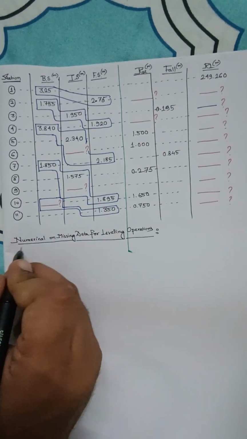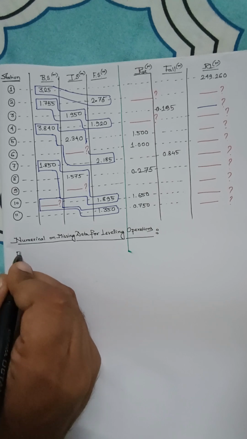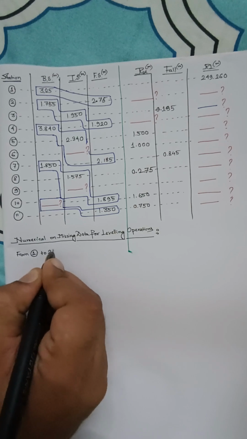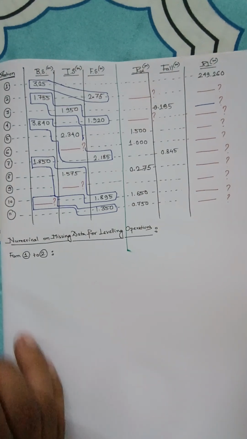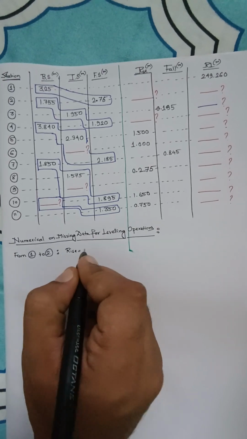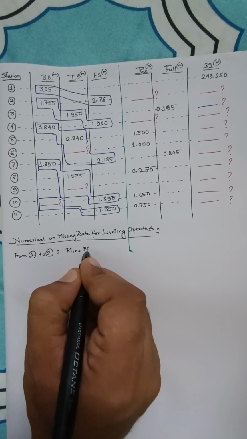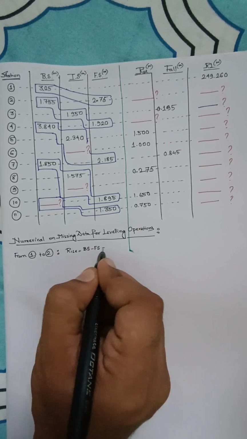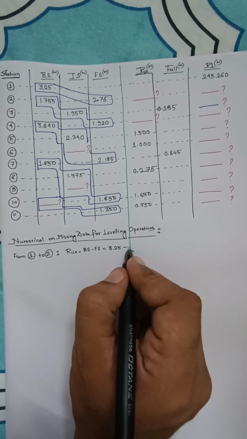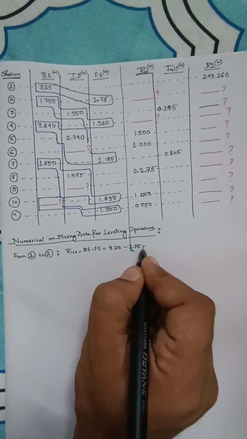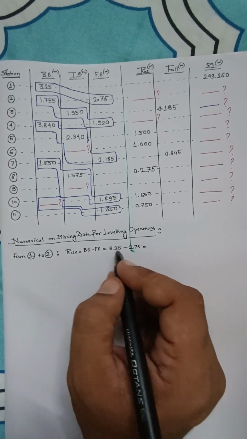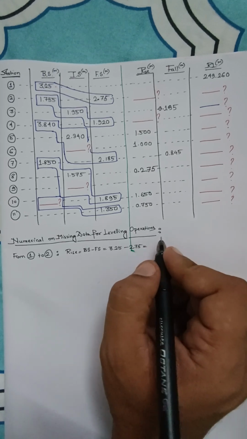So what should I be writing over here, from 1 to 2? Rise is equal to how much? BS minus FS, which is 3.25 minus 2.75. So how much is it? I do not have a calculator right now, so it must be 0.5.